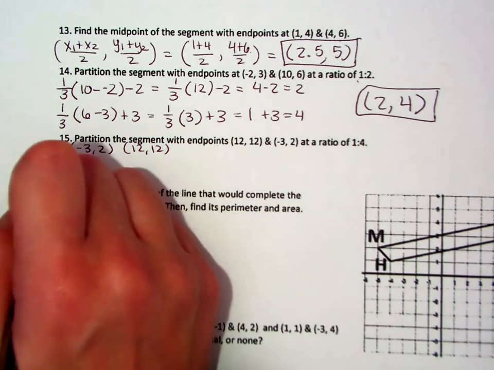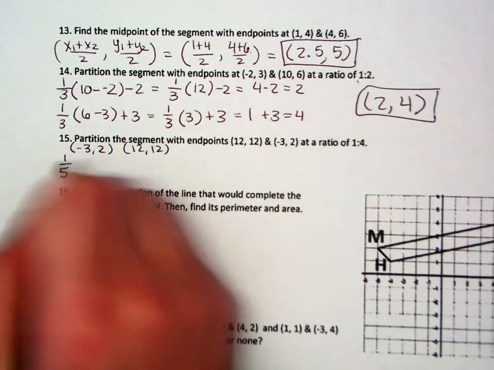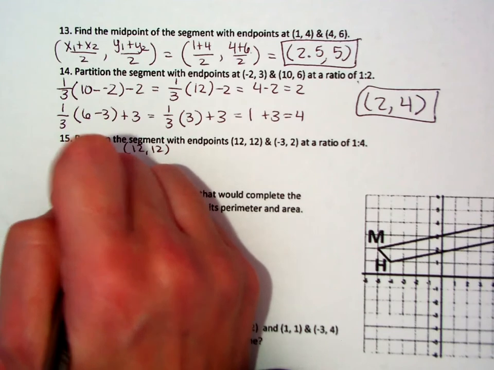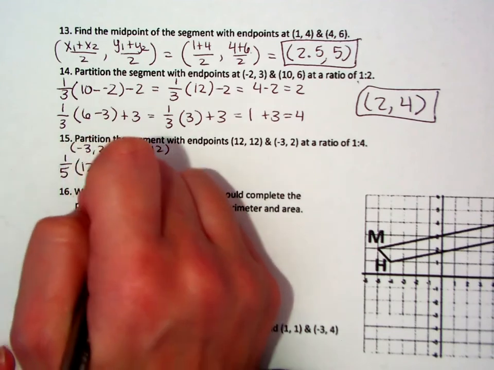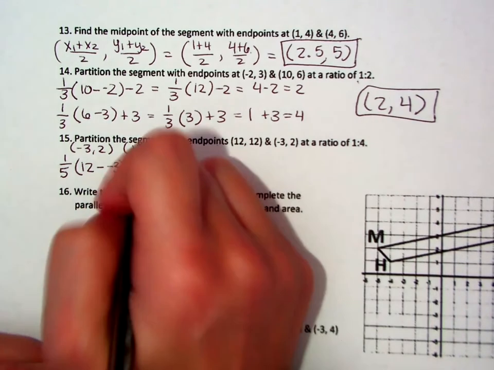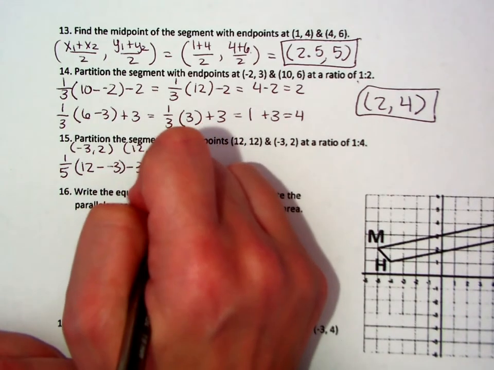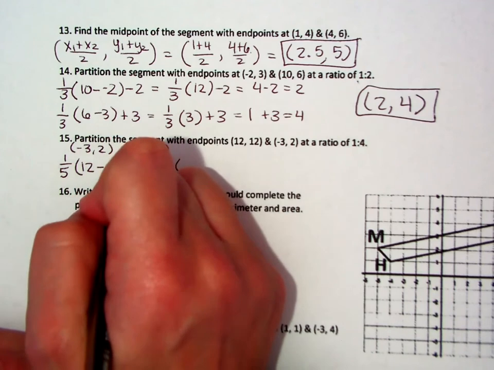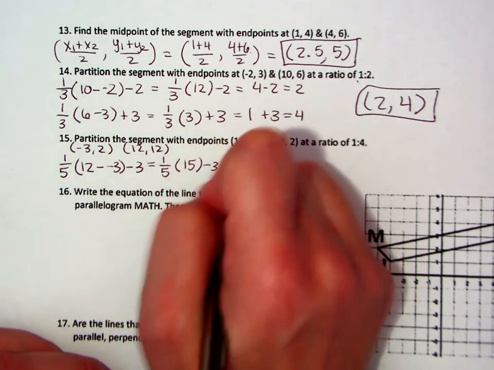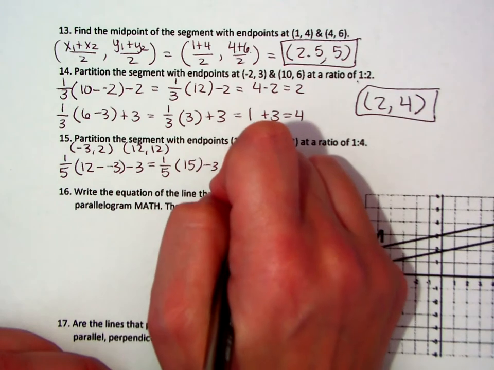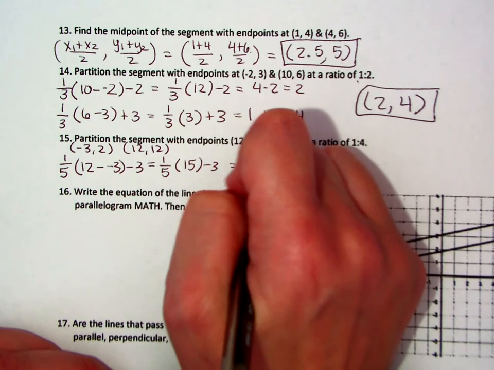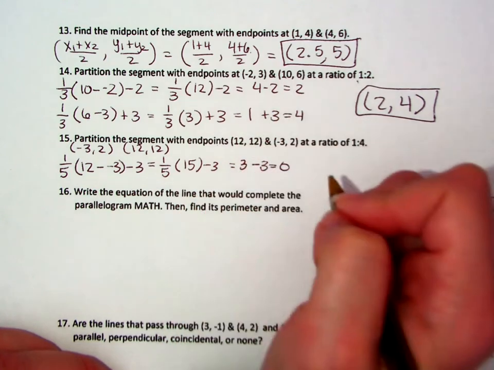So 1 part out of a total of 5 parts, because 1 plus 4 is 5, times the difference of the x's. So we take x minus that -3, and then we add it back to that x. And then we clean it up. So that's 1/5 times 12 minus -3, which is 12 plus 3, which is 15, minus 3. 1/5 of 15 is 3, and then we have 3 minus 3, which is 0.